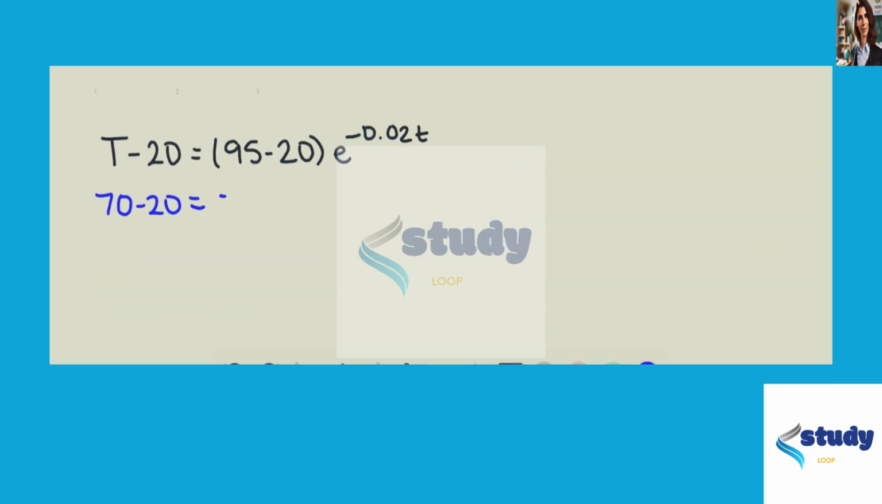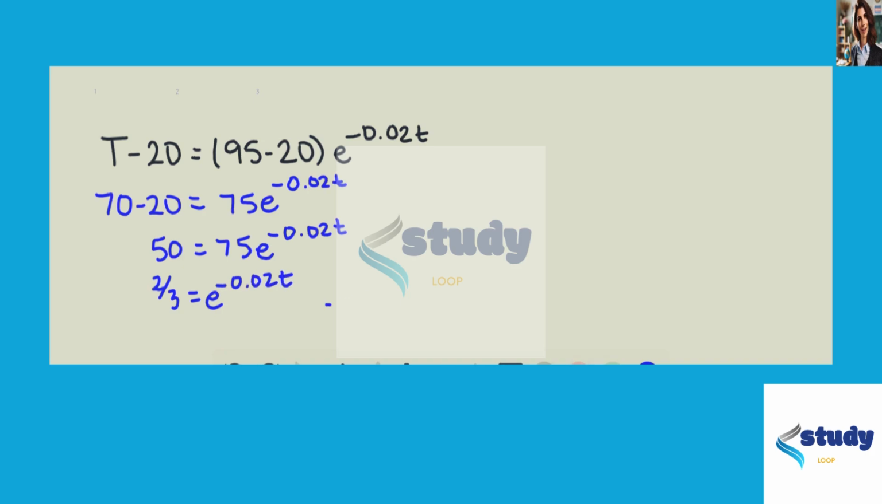All right, so here's our model again. We're putting 70 in for the temperature of the coffee, and we're solving for the time. 70 minus 20 is 50. We're going to divide both sides of the equation by 75. That gives us 2/3.